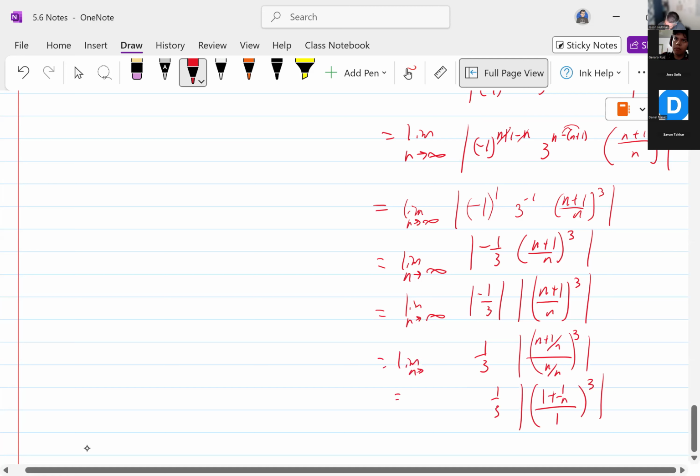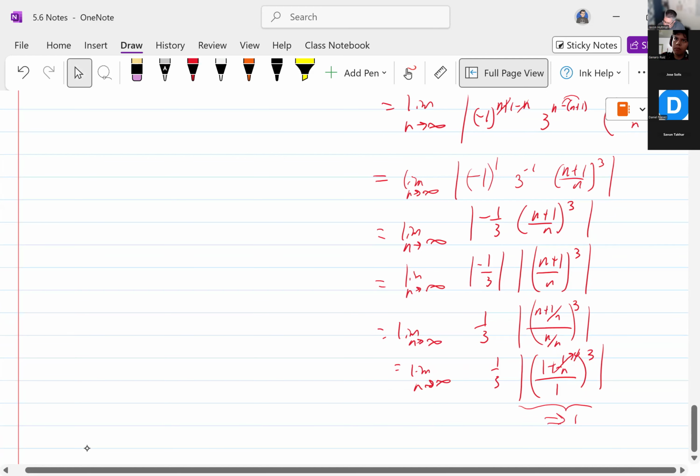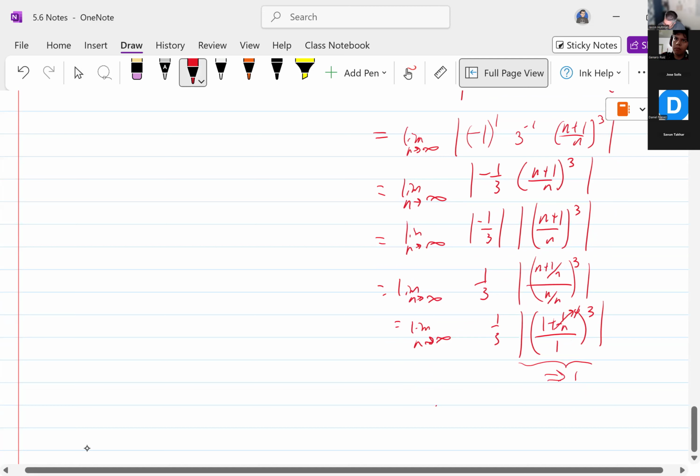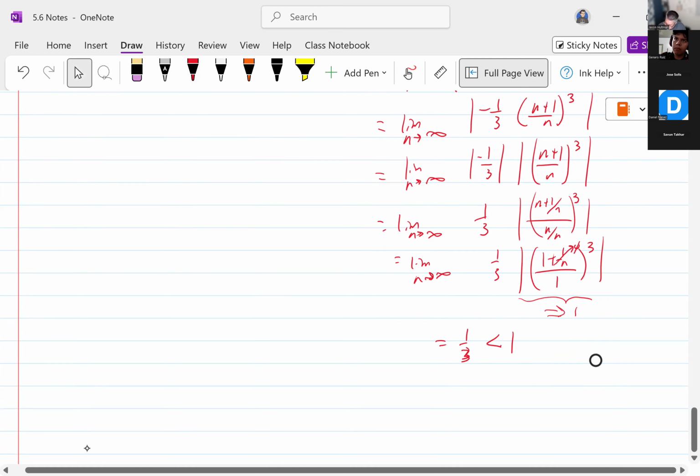Limit as n goes to infinity. Now we can take the limit as n goes to infinity. This goes to 0. This whole thing goes to 1. And so 1 times 1/3 is just 1/3. And since 1/3 is less than 1, this thing converges absolutely.